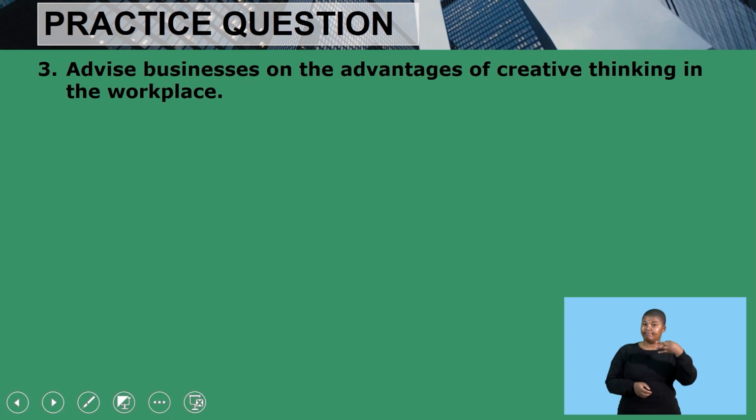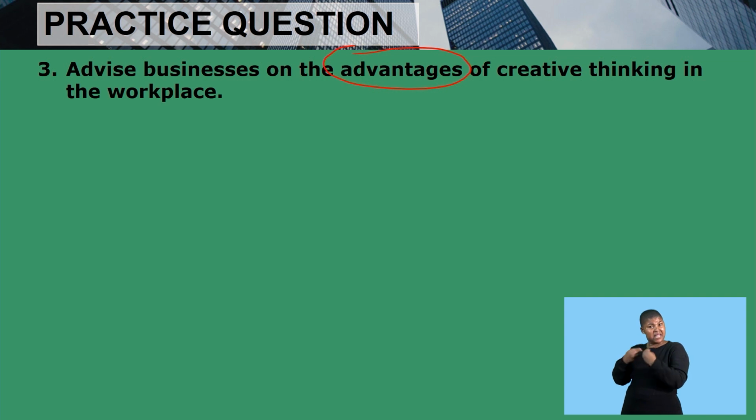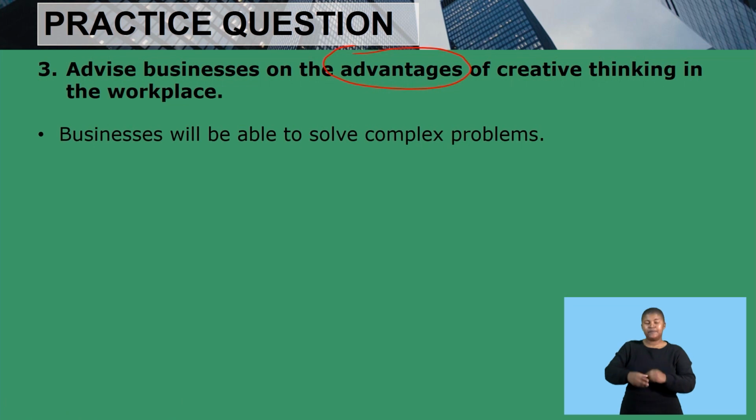Let's look at our third and final question, which reads, advise businesses on the advantages of creative thinking in the workplace. Remember, grade 11s, that advantages are a good thing. So in your responses, you need to write things that are positive. Businesses will be able to solve complex problems. Now remember that a complex problem is a problem that is a challenge or is difficult to solve. So if we are using creative thinking, it makes it easier for us to solve these problems.